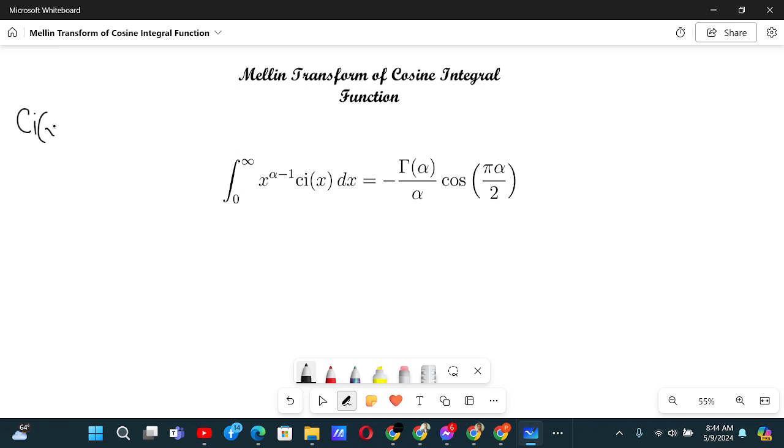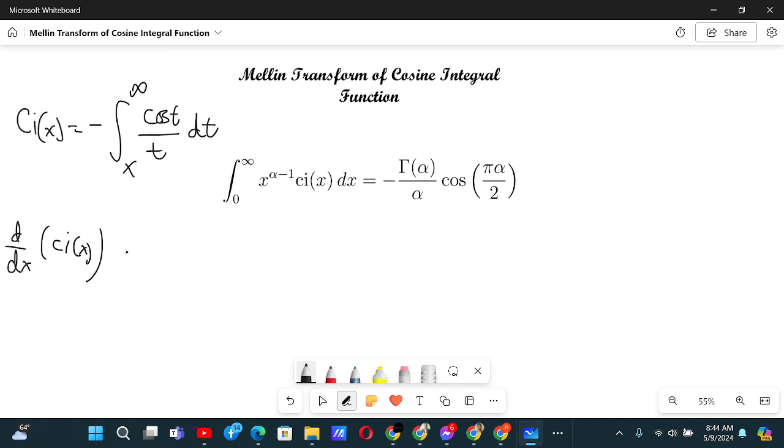This is defined as negative of the integral from x to infinity of cos t by t dt. This definition is made with concern for the convergence of this integral, as well as this negative sign, and the way it's written ensures that the derivative of the cosine integral function is just cos x by x. Those are considered while making this definition, and that will help us while solving the problem. Now let's go to the integral.